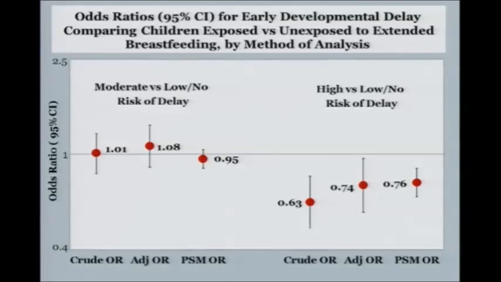So regardless of method here, it seems that extended breastfeeding doesn't have an effect on moderate risk of developmental delay. But those who breastfeed an extended amount of time seem to have a reduced risk of having a high risk of developmental delay. Okay. The crude, you can see, is really impressive because of selection bias of women who breastfeed 6 months or greater. You can see that these get closer to the null but are also pretty similar.